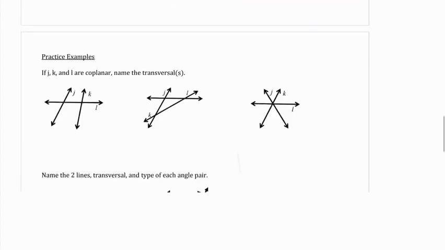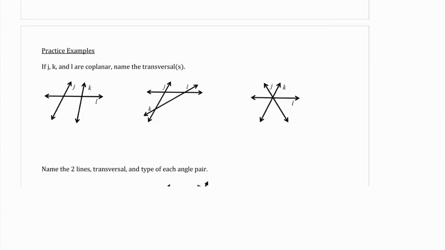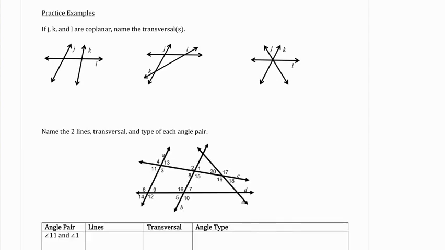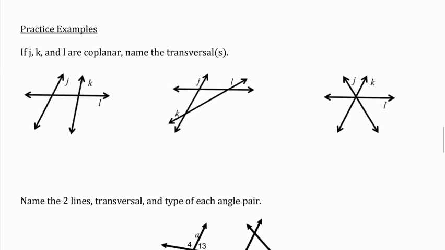Okay, so a couple things, and this is kind of what you're going to see on your homework. So we'll kind of go through some examples here. These first couple are just kind of identifying, if I saw these pictures, which line would be the transversal. So remember, a transversal has to intersect 2 or more lines at different points, right? For a reminder, that's our definition, right?